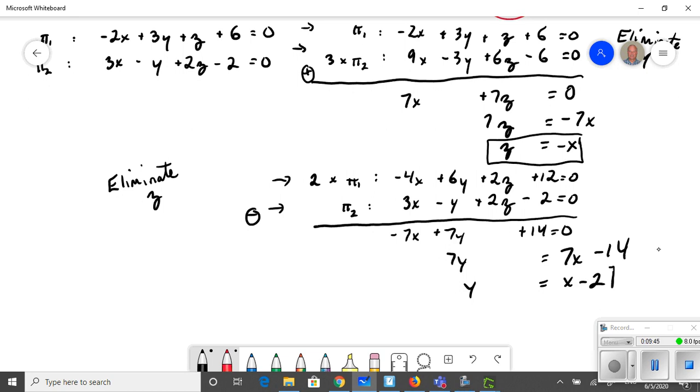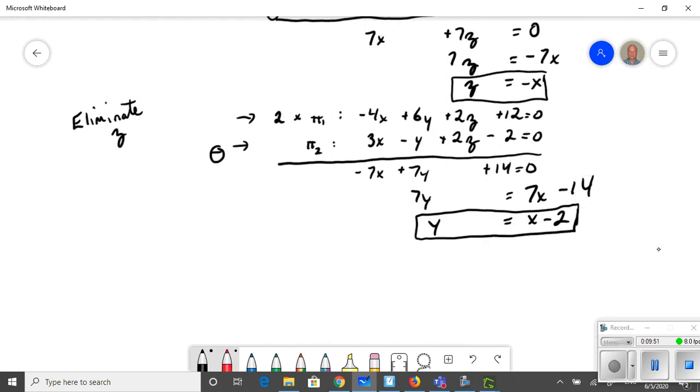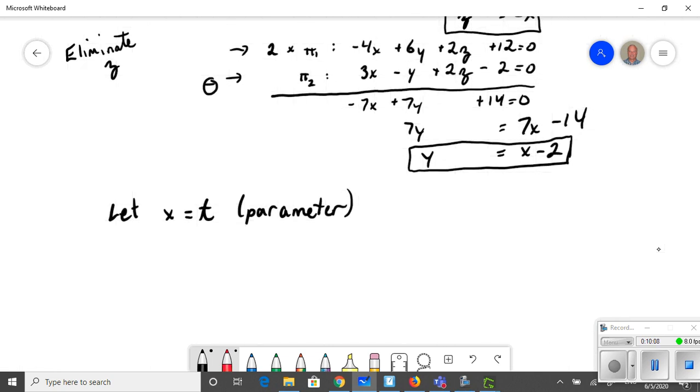So what have I got here? I've got y equals x minus 2, and I've got z equals minus x. So if I introduce the parameter, let x be my parameter. I now have the beginning of my equations.